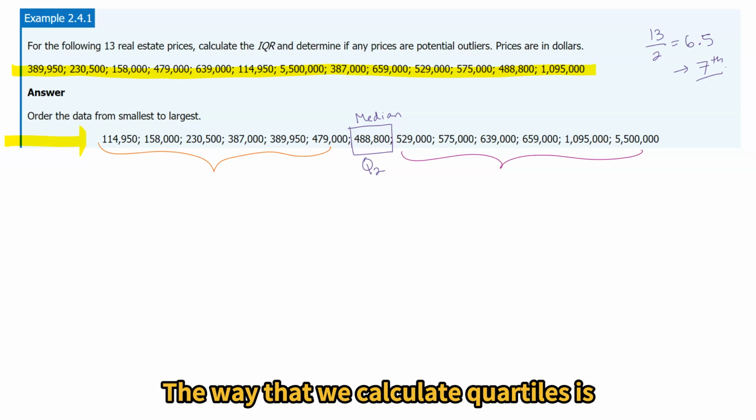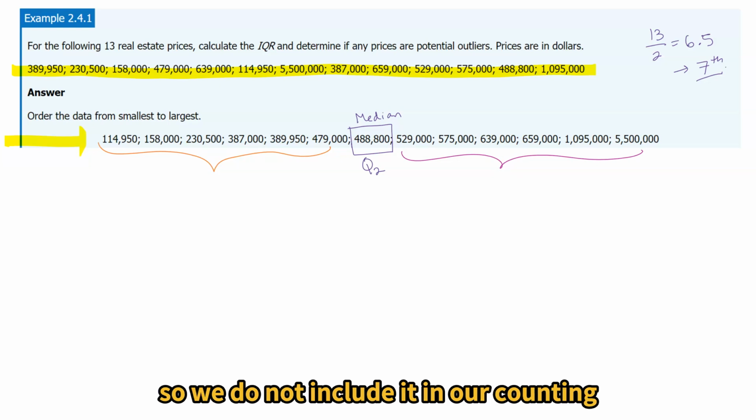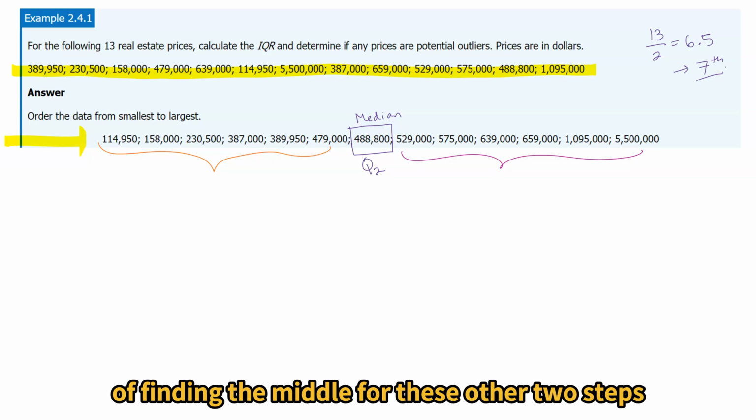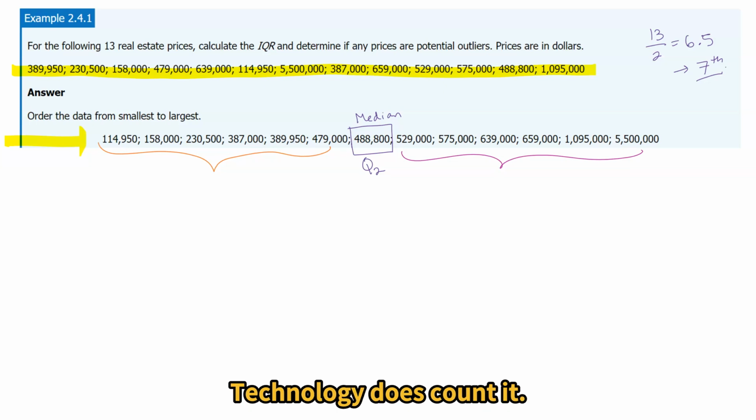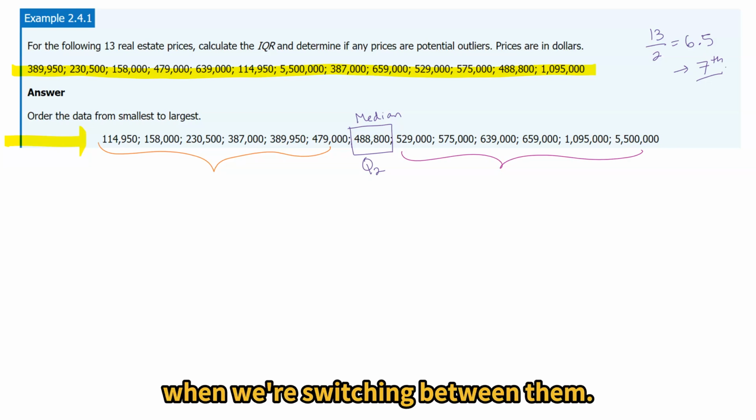The way that we calculate quartiles is we ignore that median. It's been selected, so we do not include it in our counting of finding the middle for these other two sets. Technology does count it, so that's why we have to be careful when we're switching between them.